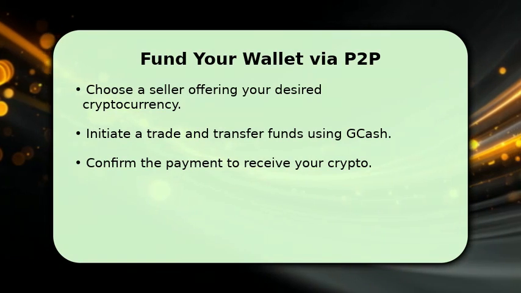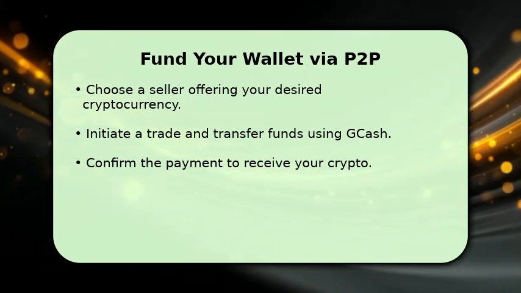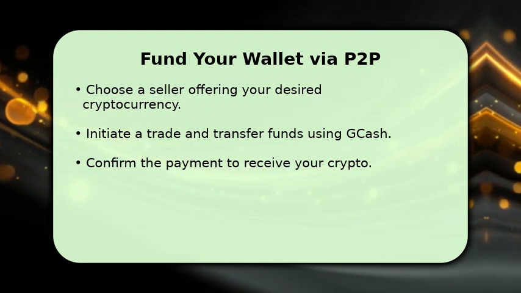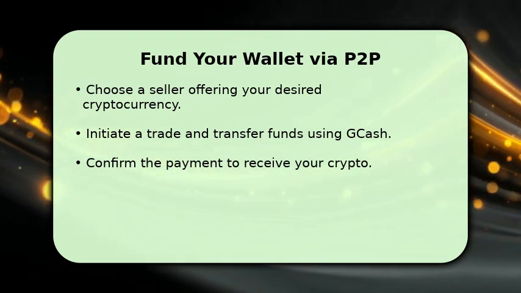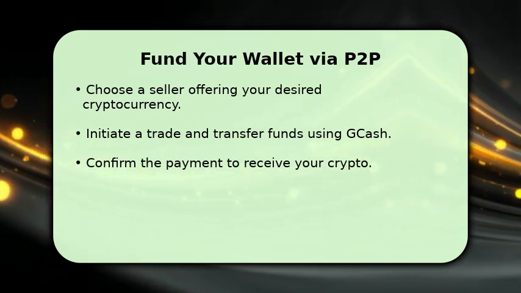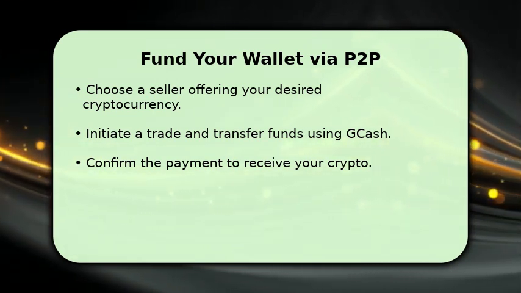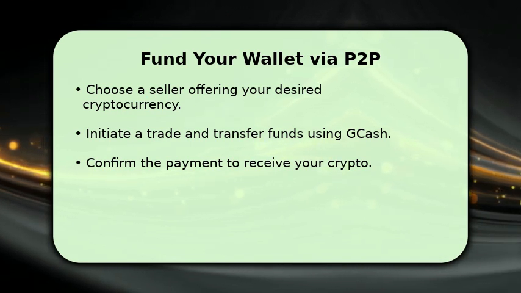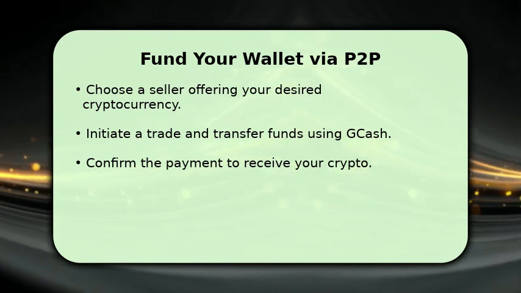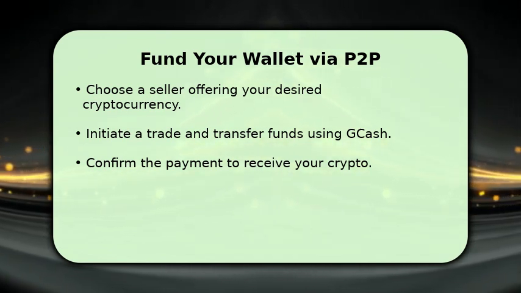Now, on the P2P trading page, select the cryptocurrency you wish to buy, like USD. Browse through the available sellers, paying attention to their prices and completion rates. Once you find a suitable seller, enter the amount you want to purchase and initiate the trade. You will then transfer the agreed amount to the seller's GCash account. Make sure to complete this transfer promptly.